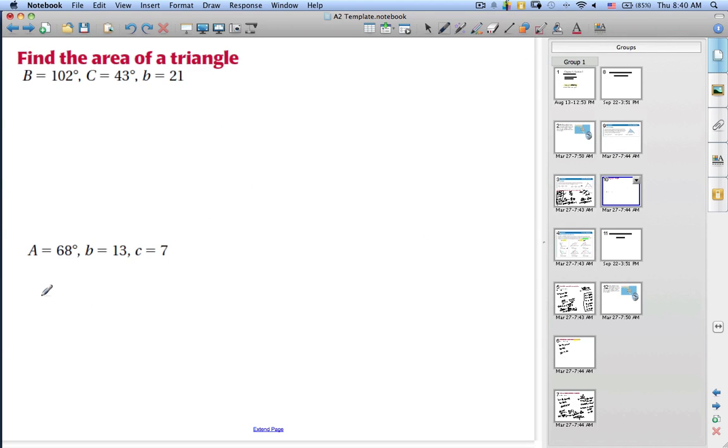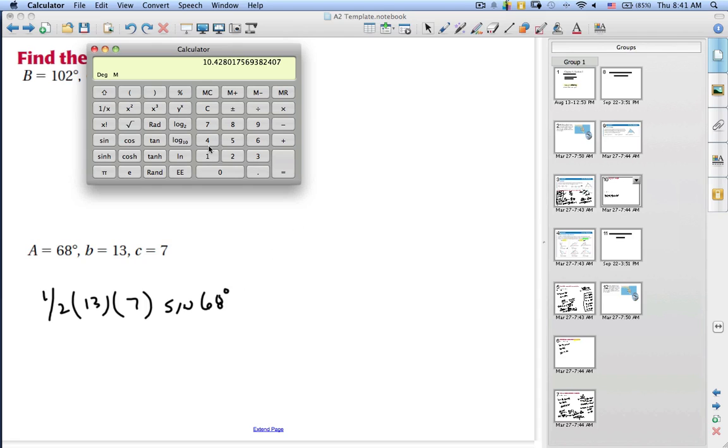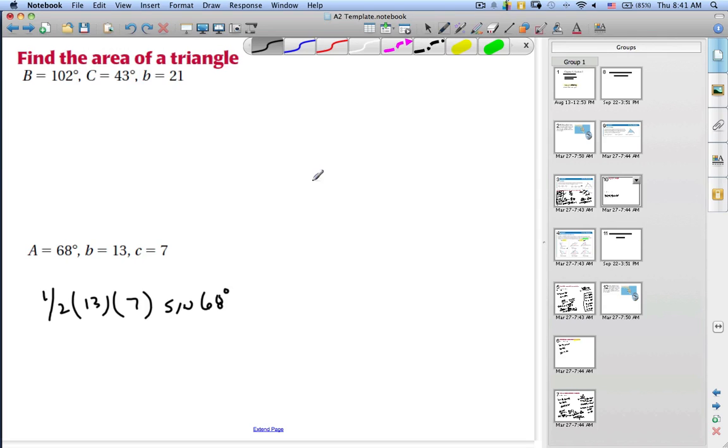This one is all set up for me. It's going to be 1/2 times b, which is 13, times c, which is 7, times the sine of 68 degrees, which is angle A. If I pull out my calculator, I do 13 times 7 times the sine of 68, and then multiply by 1/2, which is the same as dividing by 2, and I get basically 42.19 square units.